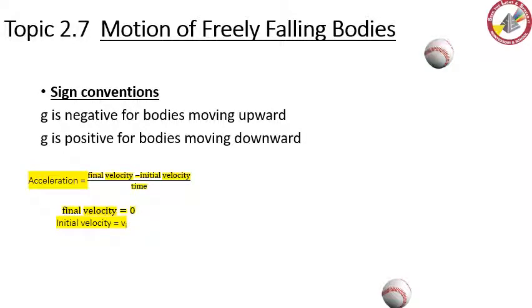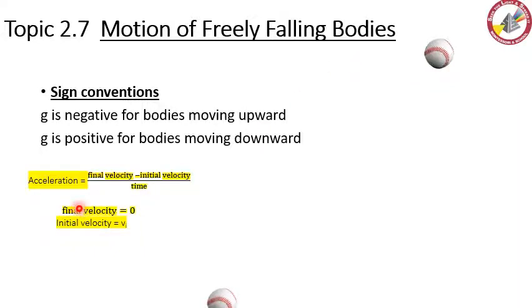In case of motion of freely falling bodies, we have some sign conventions: gravitational acceleration is positive for bodies moving downward and negative for bodies moving upward. So if the body moves upward, please observe the motion of the ball very carefully. It will reach the highest point, stop there, and then come back. At the initial level, the initial velocity has some value Vi, but at the highest point, the final velocity of the ball was 0. That's why it came back towards the earth rather than going upward.